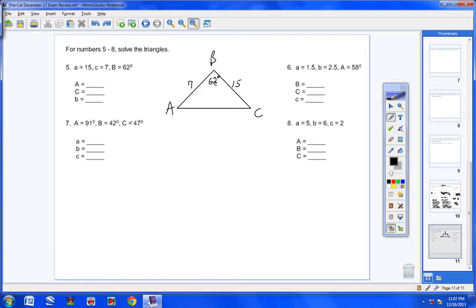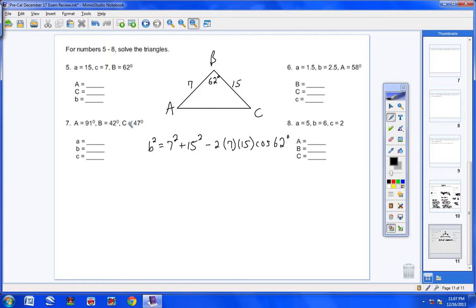So whenever you have side, angle, side, you always want to try to solve for this opposite side first. Of course, that's going to be little b. So we're going to solve for little b. So we're going to have b squared equals 7 squared plus 15 squared minus 2 times 7 times 15 times cosine of 62 degrees. This should be familiar if you remember the law of cosines. All right.